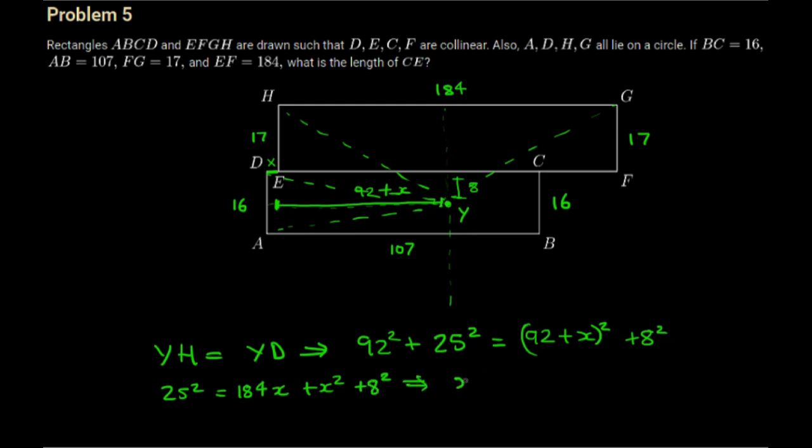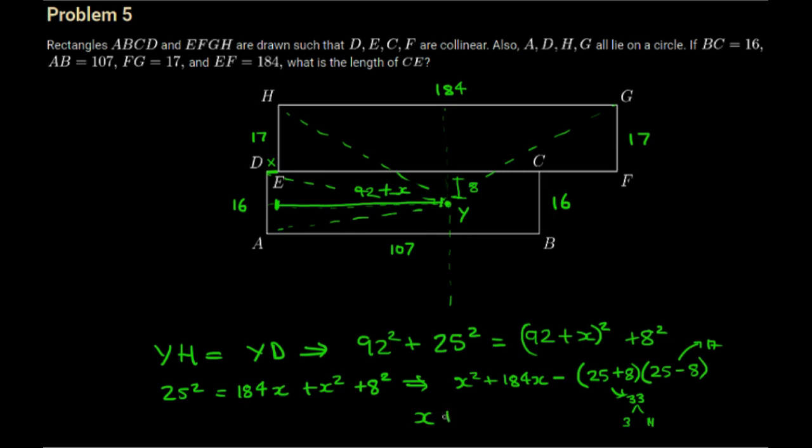Okay, so we have x squared plus 184x, and now minus 25 squared plus 8 squared. I think you'll see where I'm going with this. 25 minus 8 is 17, that's prime. 25 plus 8 is 33, which is 3 and 11. So what can we do over here? What is 11 times 17? That will be 187, and 187 minus 3 works out to be 184. So it's a bit of guess and check, but it works out nicely.